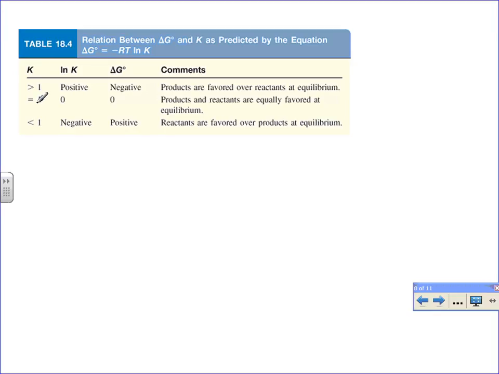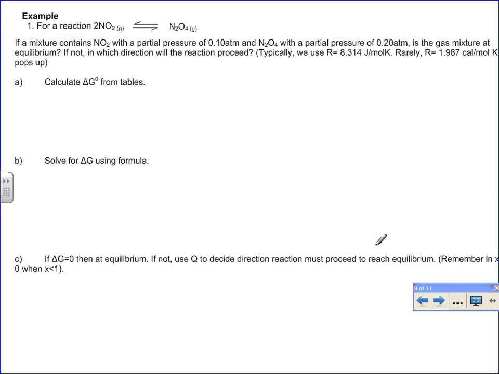When K is equal to 1, the products and reactants are equally favored. And when K is less than 1, the delta G is going to be positive and the reactants are favored at equilibrium. Okay, so let's look at what kinds of calculations we can do with these relationships.